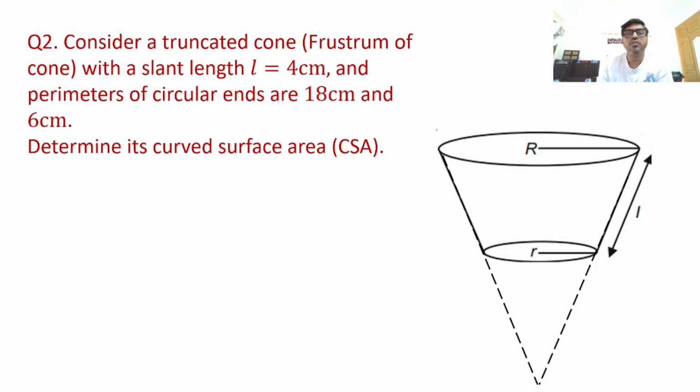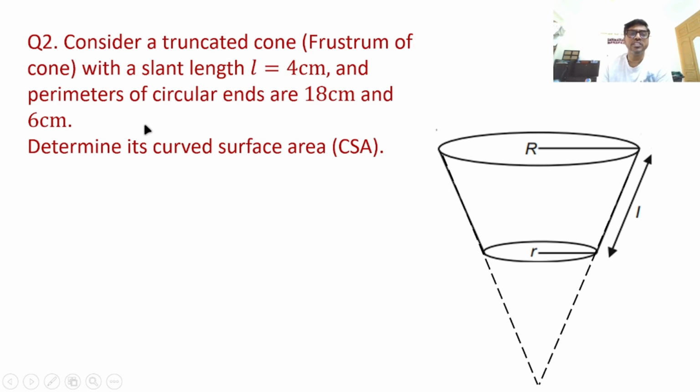So this is also called the frustum of a cone with a slant length L equal to 4 centimeters. This is the slant length we had given, that is 4 centimeters. And perimeters of circular ends. So you will have one end circular. It is not elliptical here. It's a circular three-dimensional shape. So one is the perimeter of this upper end. The other one is the perimeter of the lower end. So the perimeters of circular ends are 18 centimeters, the bigger one, and 6 centimeters, the smaller one.